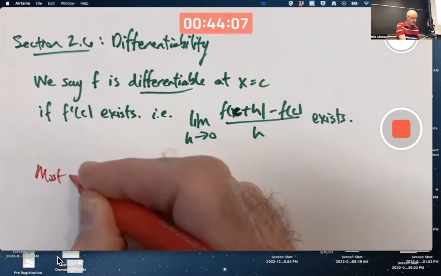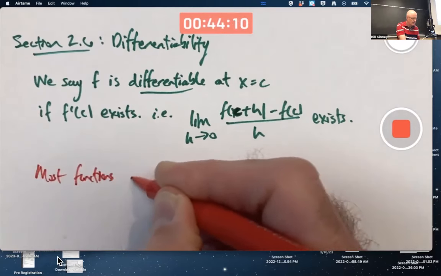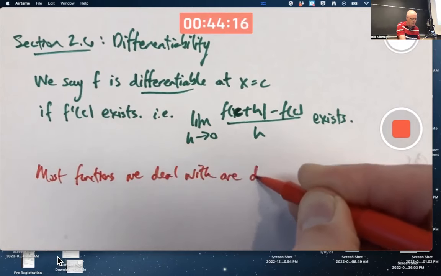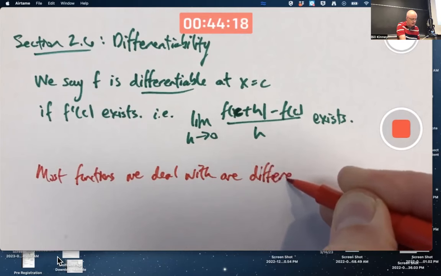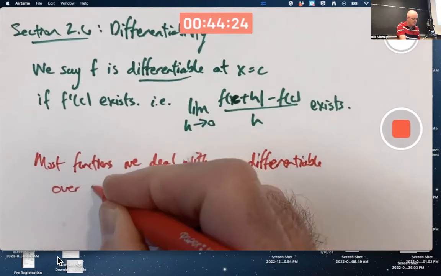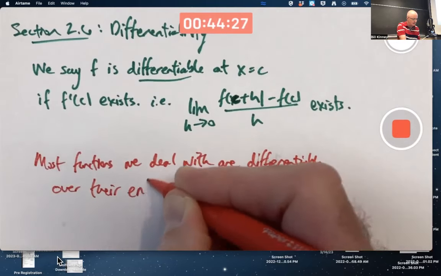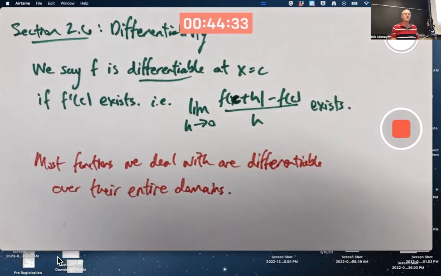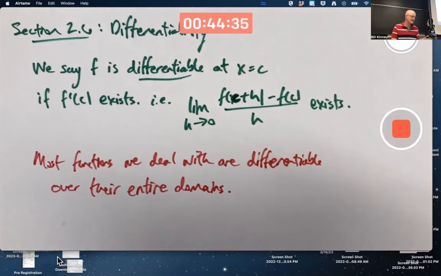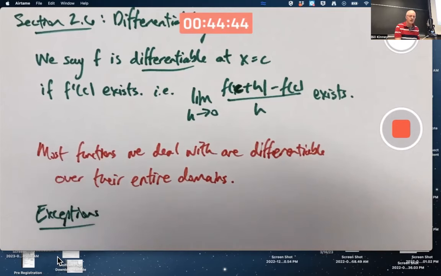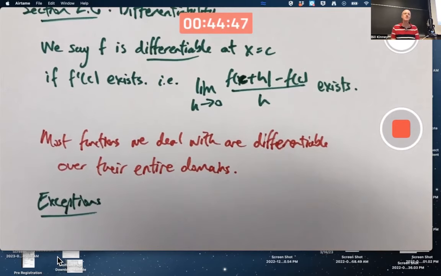Most functions we deal with are differentiable over their entire domains. The derivative exists for all values of x where the original function is defined, but not always. What are some exceptions to this rule? What are some functions that are not differentiable?